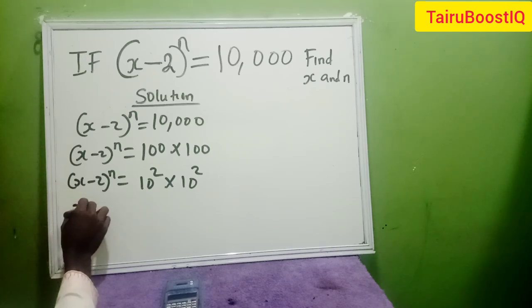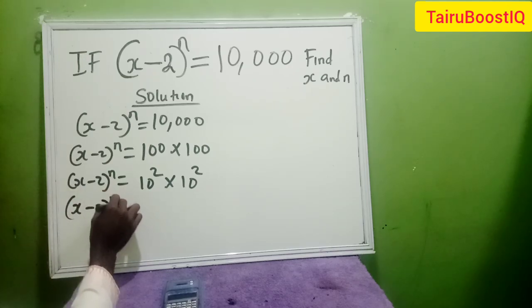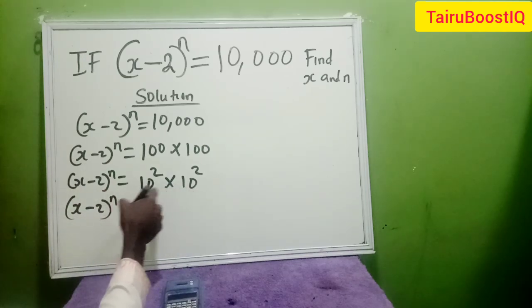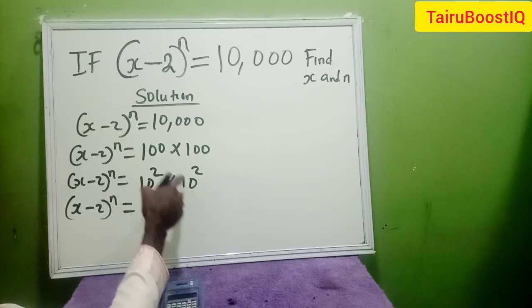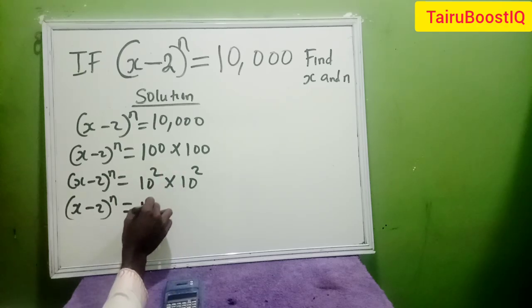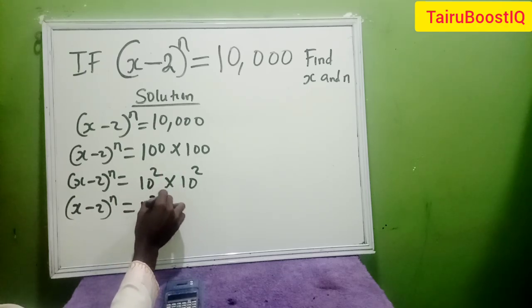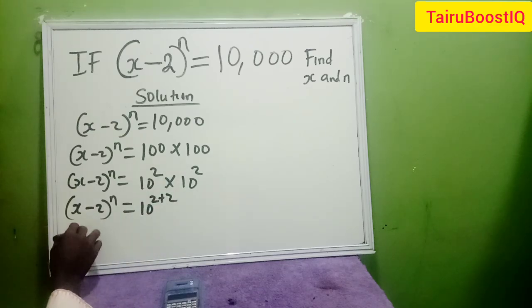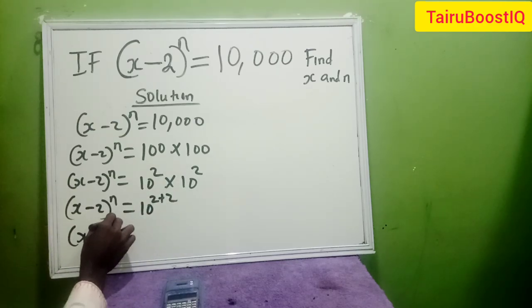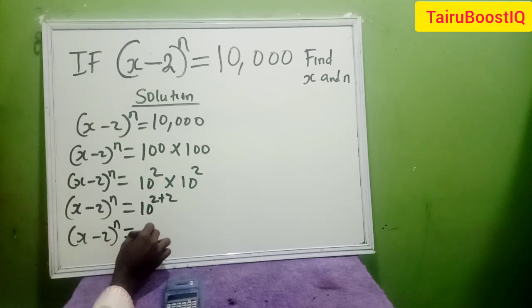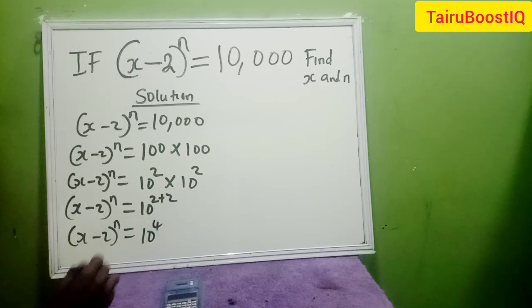Then we have (x - 2)^n equals, we apply the multiplication law of indices. If the bases are the same, you add the powers. And now I have 10^(2+2). So I have (x - 2)^n equals 10^4.